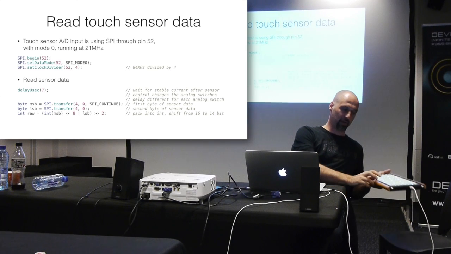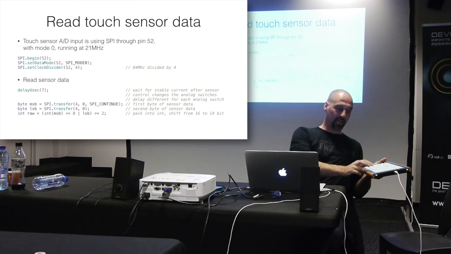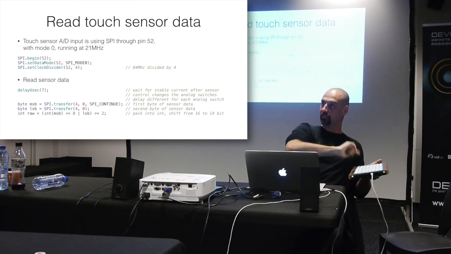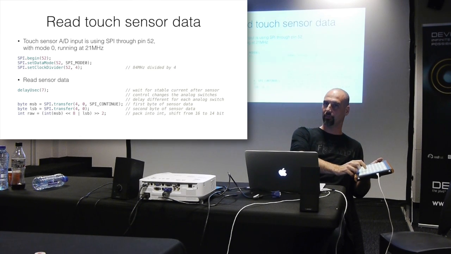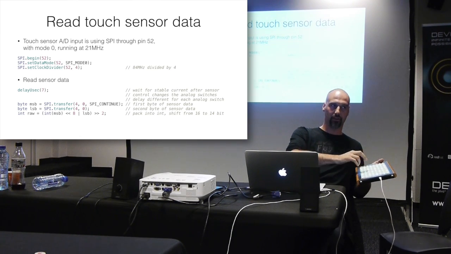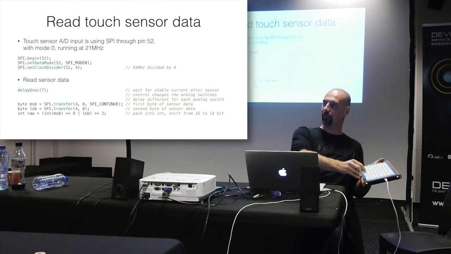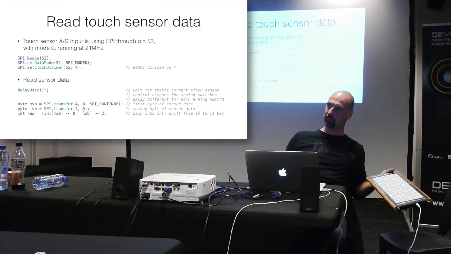So as I hold my finger on here, it's actually going extremely fast, but you don't notice it. When it arrives at that cell and my finger is on it, it's only going to read it when the current is there. But since it happens so fast, you're never going to notice it.